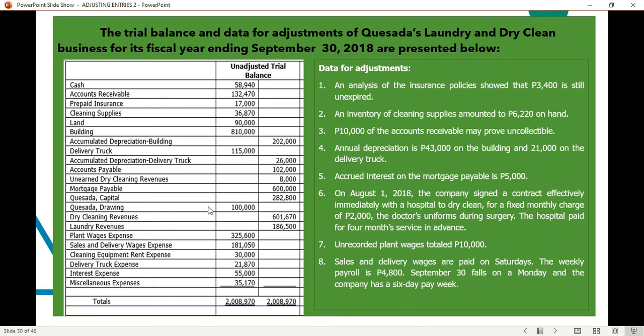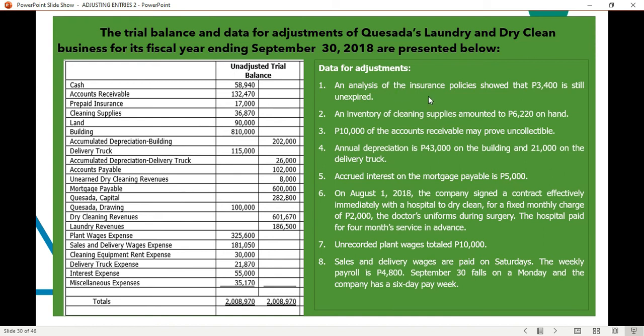After that, I will be giving you an illustration on how to prepare adjusting entries. This is a trial balance and data for adjustments of Kisada's laundry and dry clean business for its fiscal year ending September 30, 2018, presented below. This is the unadjusted trial balance, and these are the data for adjustments. Let's start with number one. An analysis of the insurance policy showed that 3,400 is still unexpired.